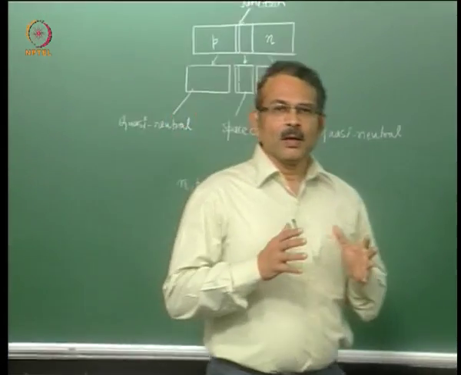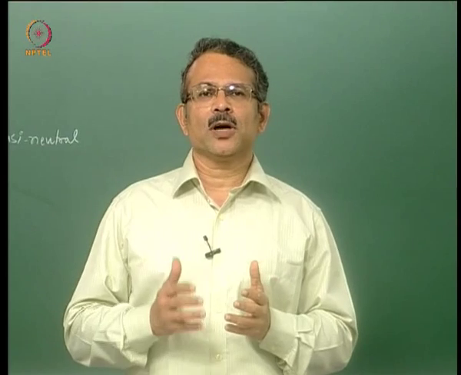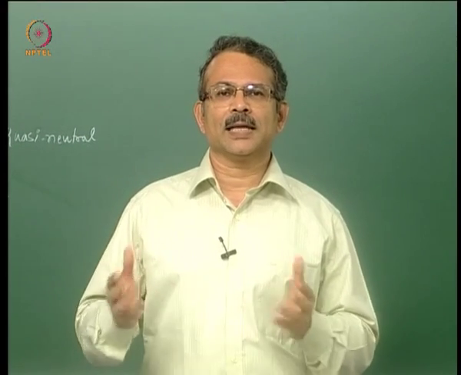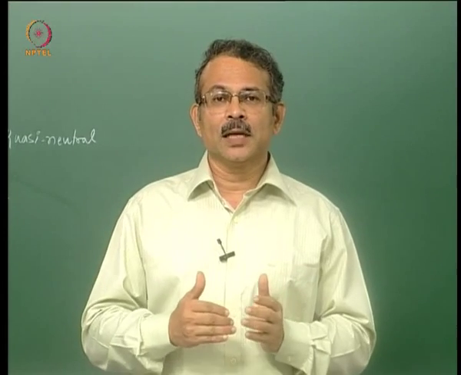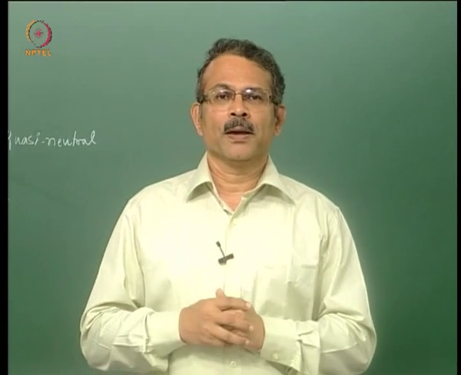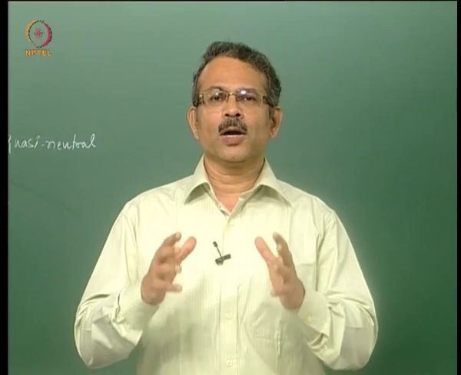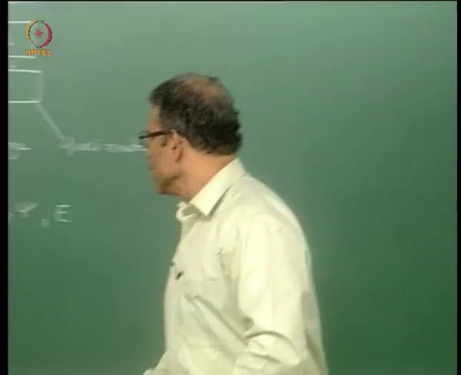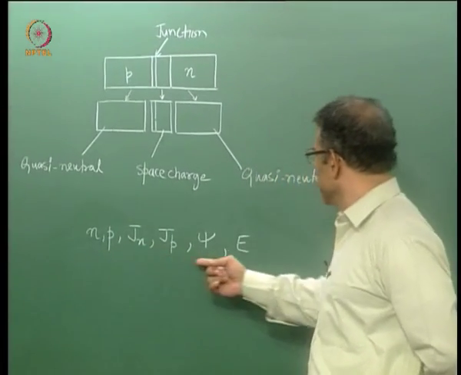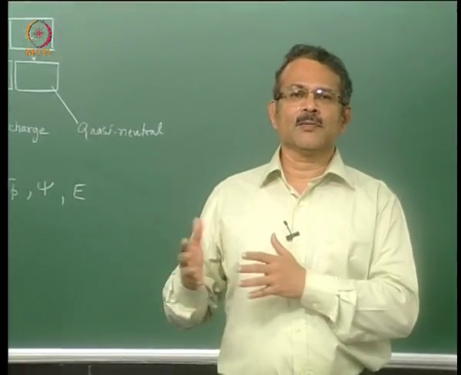Now analysis is complete once you get the distributions of n, p, jn, jp, e and psi as a function of x. Modeling involves doing this analysis and doing much more. So there are 3 more steps to do when you talk about modeling of the p-n junction. Now these are: first, converting the information about these distributions into an equation for the DC current as a function of voltage.